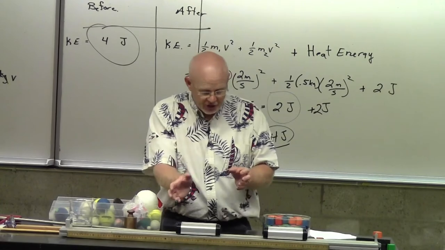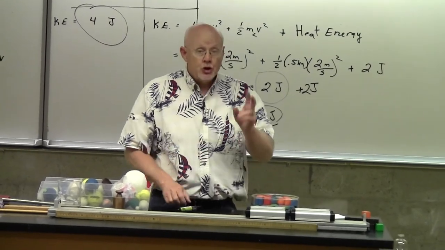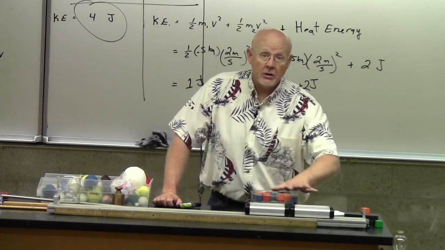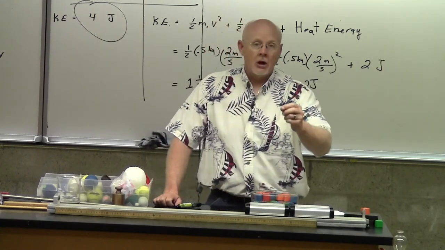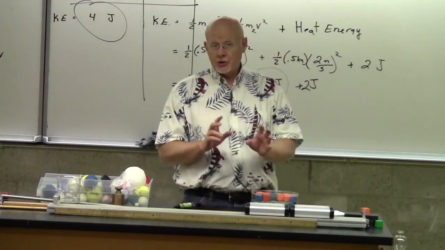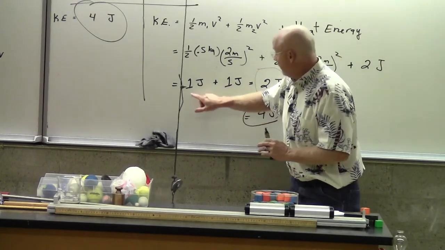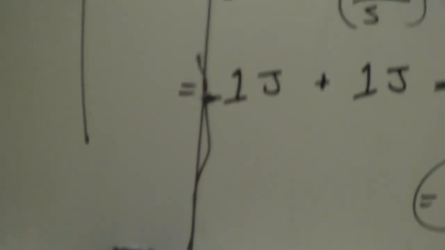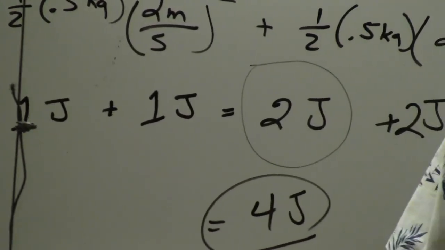Then that 4 joules of energy comes and collides, and when it collides, 2 joules of energy are still in the bulk kinetic energy, and 2 joules are in heat energy. And of course, those 2 joules of bulk kinetic energy were here: there was 1 joule in cart number one, and 1 joule in cart number two.